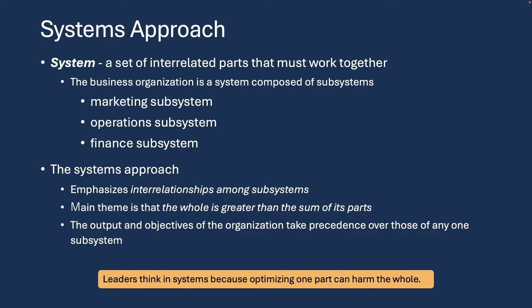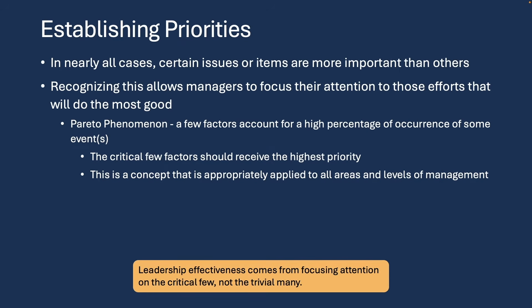The main theme is the whole is greater than the sum of the parts. The output and objectives of the organization take precedence over those of any one subsystem. Leaders think in systems because optimizing one part can harm the whole. A few factors often account for most outcomes. Leadership effectiveness comes from focusing attention on the critical few rather than the trivial many.